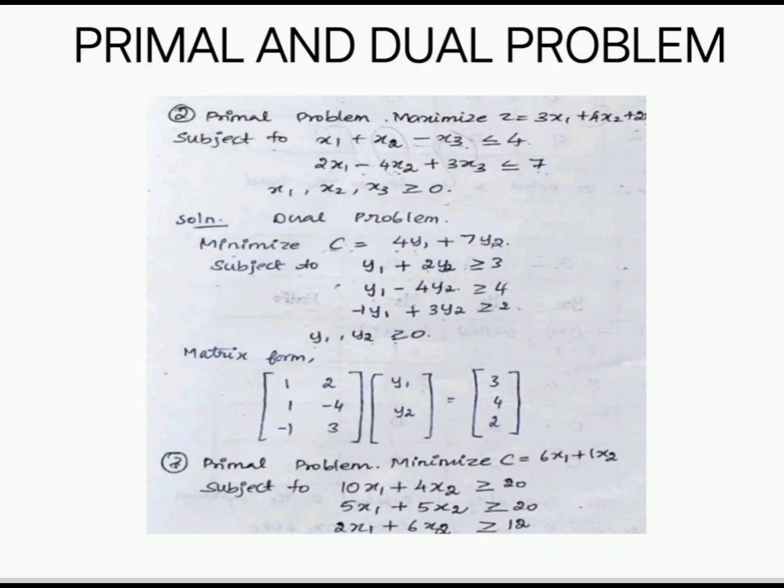We can write this in matrix form [1 2; 1 -4; -1 3] [y1; y2] is equal to [3; 4; 2]. So in this way we can convert the primal problem into dual problem and dual problem into primal problem.